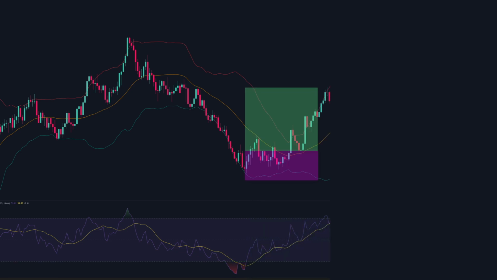Bollinger Bands alone can give too many false signals, which is why RSI acts as a filter. If price touches an extreme band but RSI isn't at an extreme level, avoid the trade. This simple combination reduces bad trades and increases accuracy, making it a powerful setup.